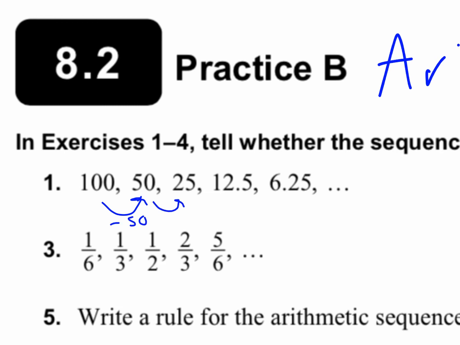Are we subtracting 50 to get from 50 to 25? No. So is this arithmetic? No. But is it geometric? Yeah, it would be geometric because we're dividing by 2. But it doesn't ask us that. It just asks if it's arithmetic. But that's a great point.